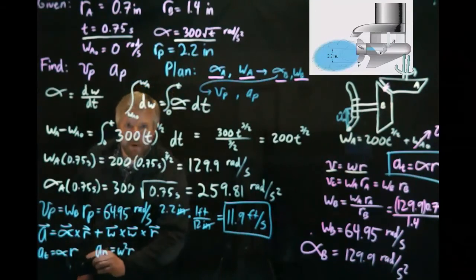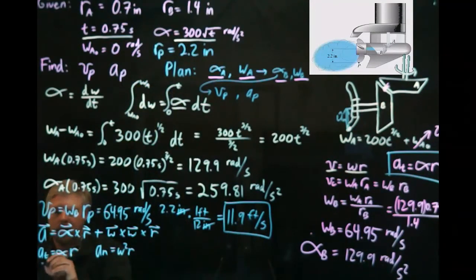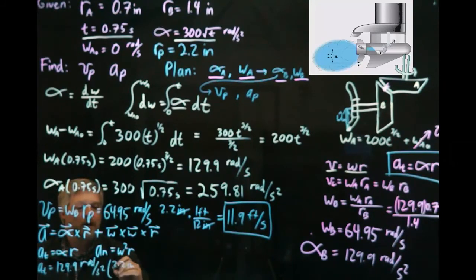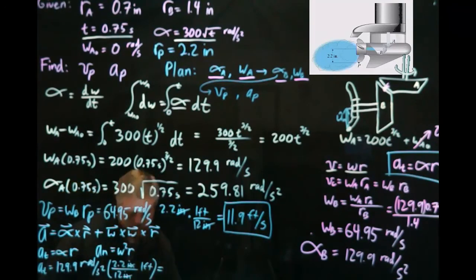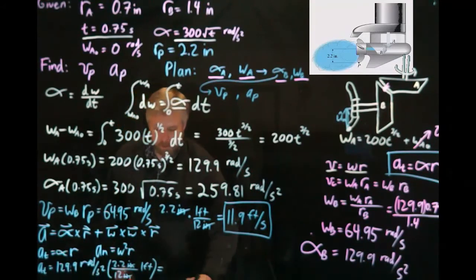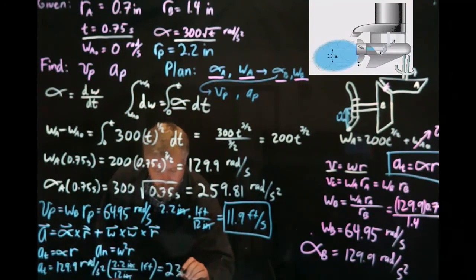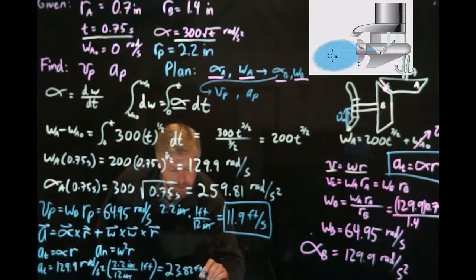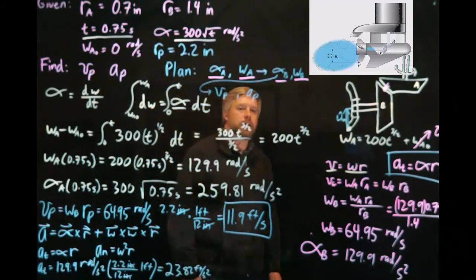So AT equals alpha, which we already solved for. This is alpha B. This is 129.9 radians per second squared, and we're going to multiply that by r, which was 2.2 inches, over 12 inches per foot. We end up with our AT is 23.82 feet per second squared. Okay, that's our AT.